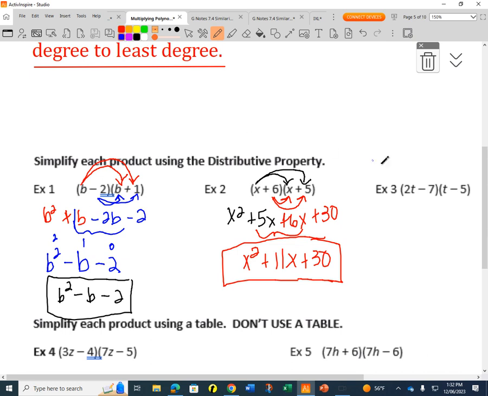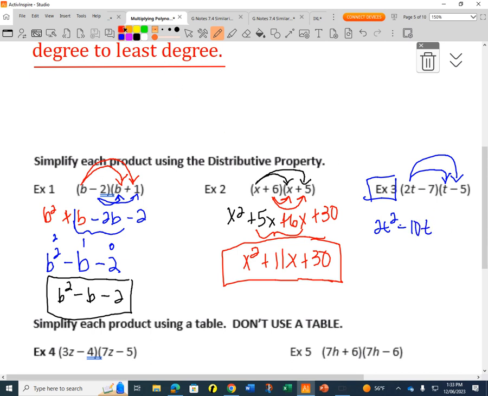So we're going to go ahead here, example 3. And that's the example number, not part of the problem. So it's 2t times t and 2t times negative 5. Would be, yes, 2t squared plus positive 2 times negative 5, so it's a negative, let's say minus 10t.